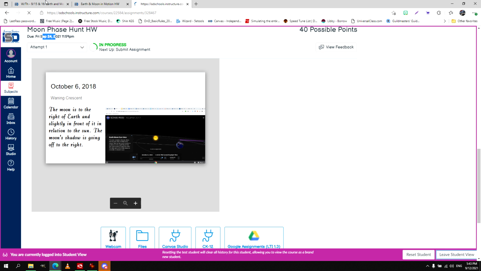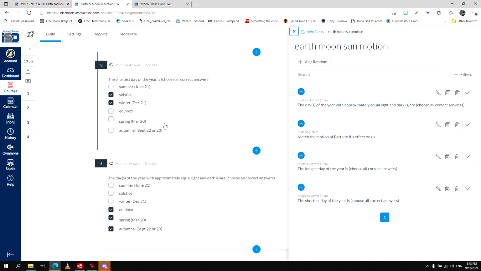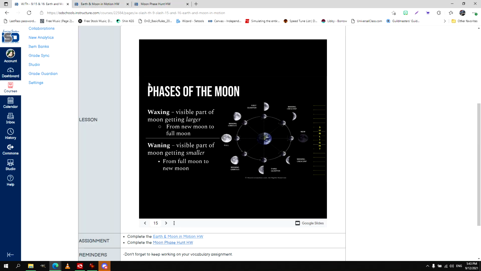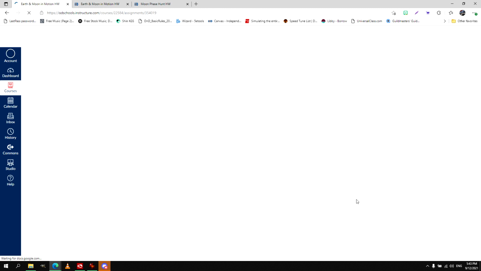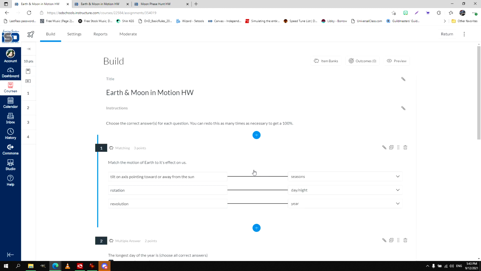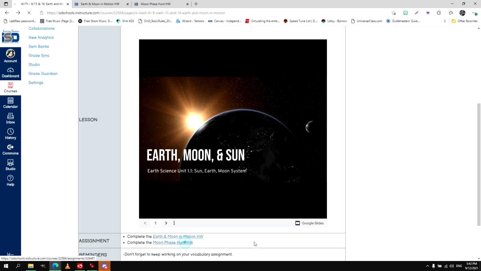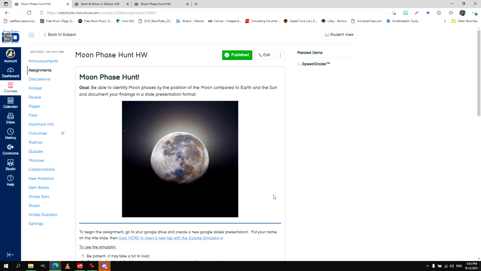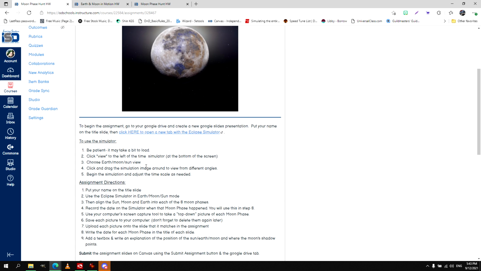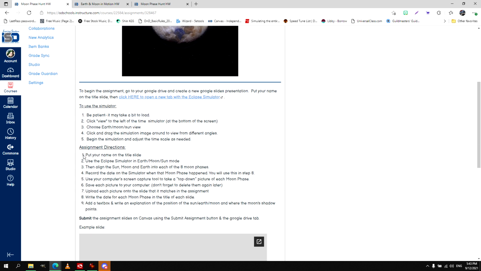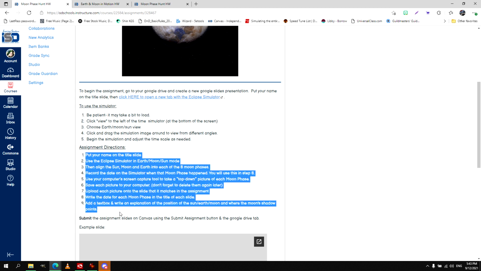So let's go back into the assignment page so I can show you. Nope, that's not it. Moon phase hunt. How to use this website. So go ahead and open up your Google Slides and get that set up with your name on the title slide, and then get your other 8 slides open. So all you have to do is copy and paste into them.